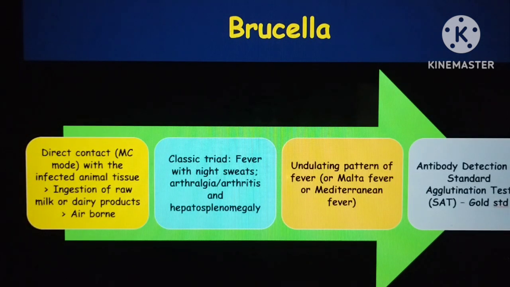The most common mode of transmission is contact with infected animal tissue, mainly milk, so consumption of raw milk or dairy products; it can also be airborne. The classical triad is fever with night sweats, arthralgia, arthritis or hepatosplenomegaly, and an undulating pattern of fever, called Malta fever or Mediterranean fever. The important antibody detection test is the SAT, the standard agglutination test, which is the gold standard test for Brucella.